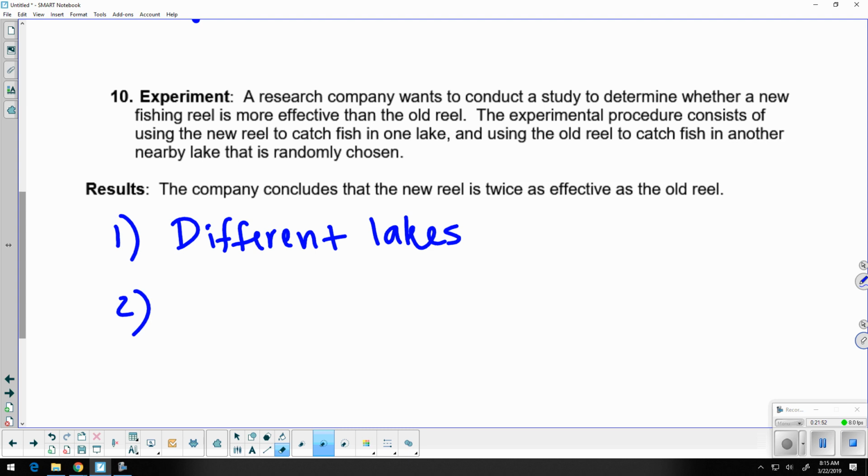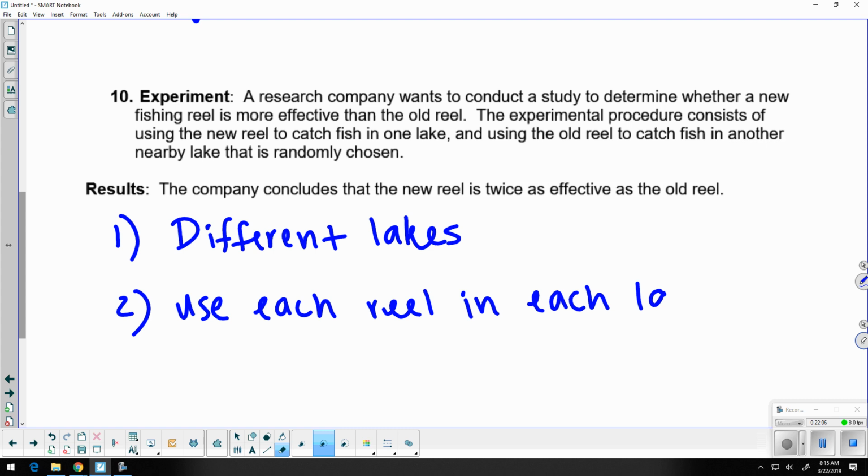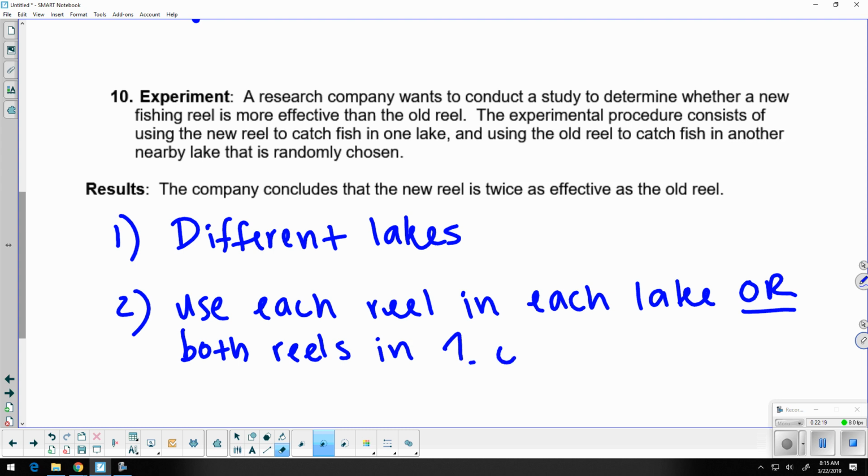We can use each reel in each lake or both reels in one of the two lakes. Use each reel in each lake if you want to, or you can simply use both reels in one of the two lakes. So we can use both lakes if we want to, but you want to make sure you use both reels in both lakes, or just use one of the two lakes altogether.